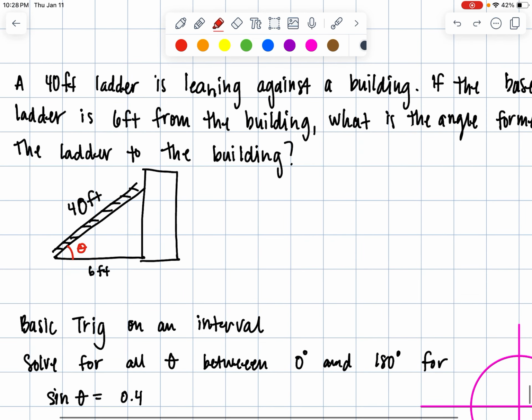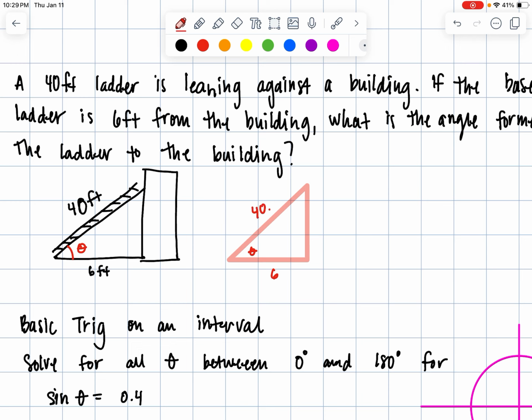So that angle is formed. We're going to call that the angle of elevation. Hopefully you remember that, and then we're going to talk about that, like I said, in the next lesson. But we want to know what that angle is. So if you want to redraw this, just looking at it as if it's a right triangle, you absolutely could. And you could fill in the information. This is theta, this is 6, this is 40, and then we could actually solve.